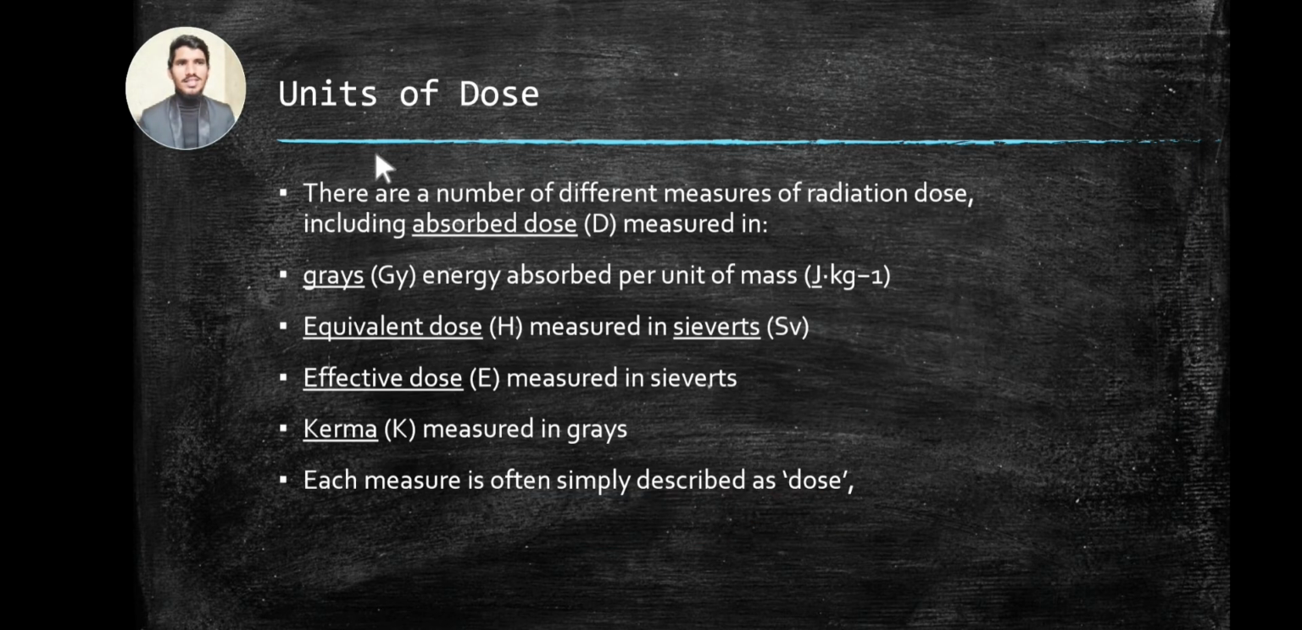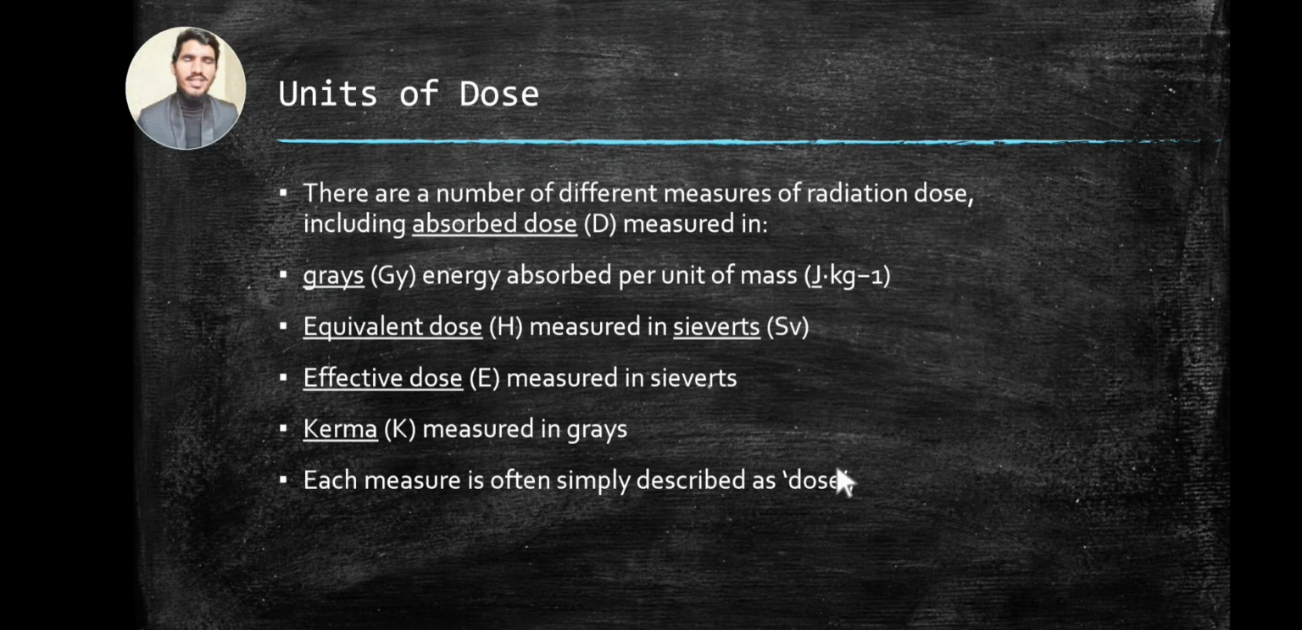In this slide, I am going to discuss the units of dose. So what are the units of dose? The absorbed dose is measured in grays, which is equal to the energy absorbed per unit mass. The unit of energy is joule and the unit of mass is kilogram, so it becomes joule per kg. Equivalent dose H is measured in sieverts, and similarly effective dose E is also measured in sieverts, and kerma is measured in grays again. Each measure is often simply described as dose.